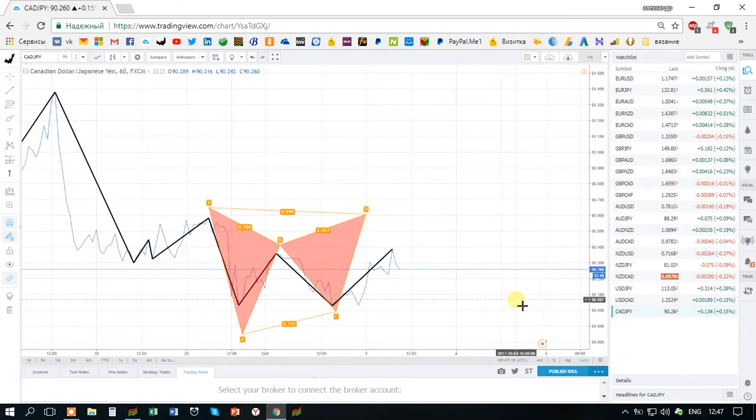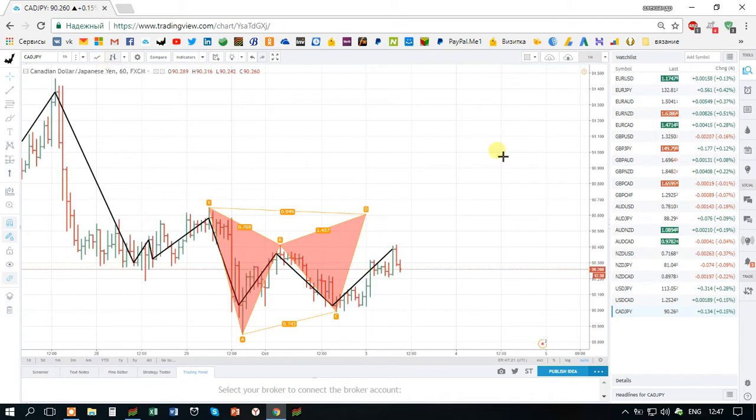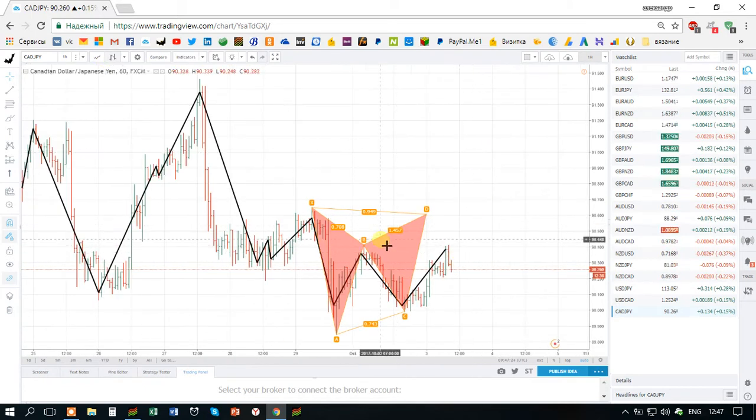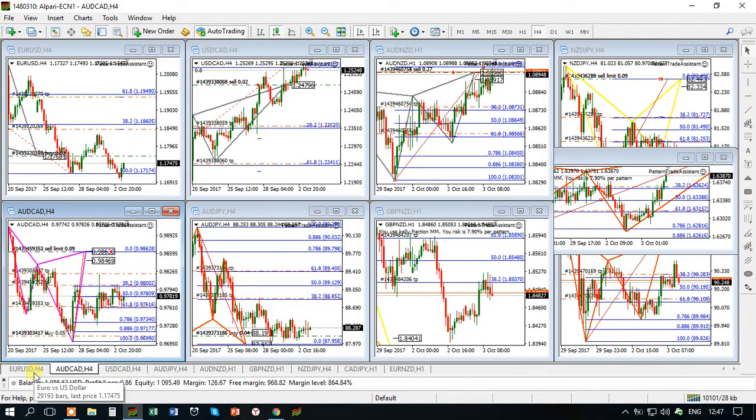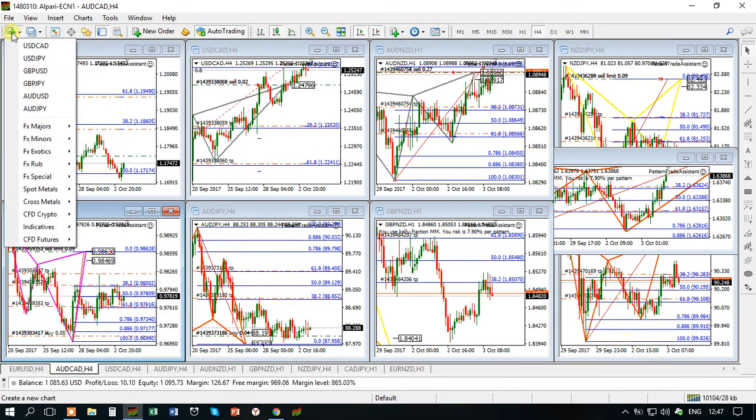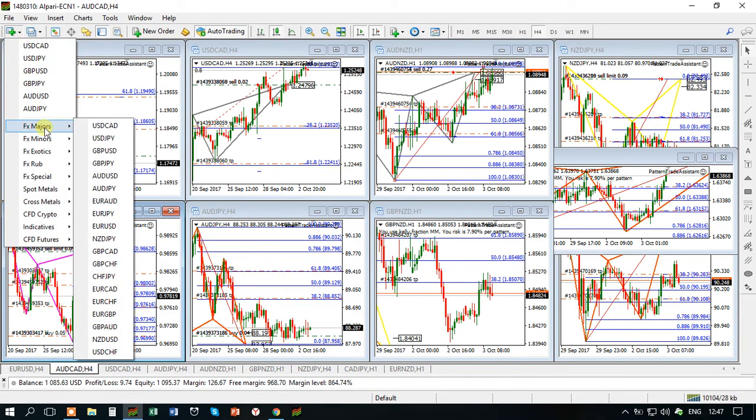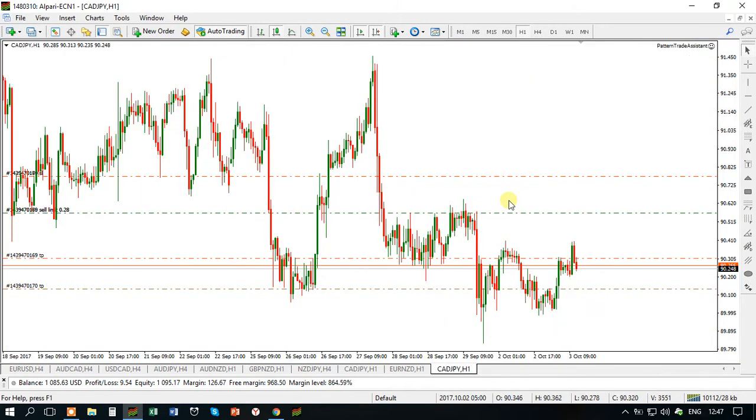Canadian yen. Nothing but this potential Gartley pattern. Canadian yen, do I have that? No, I don't have this. Canadian yen, majors, minus. Canadian yen, here is the pair. Yes, I do have this trade, and it looks this way.